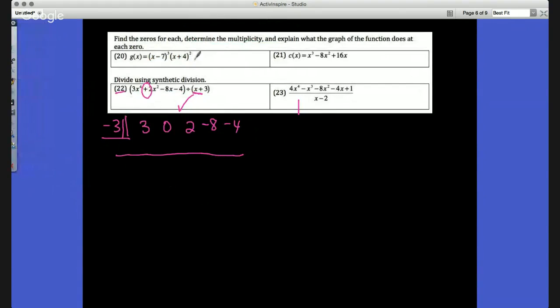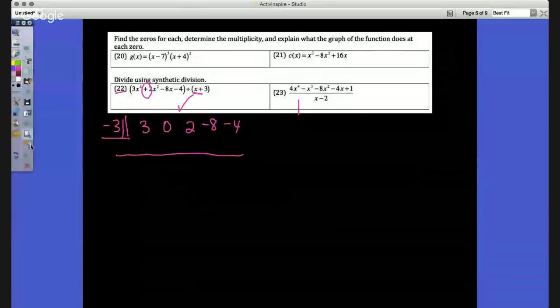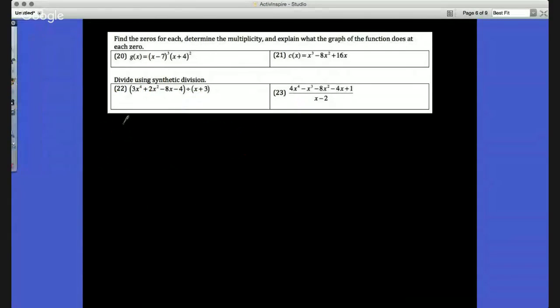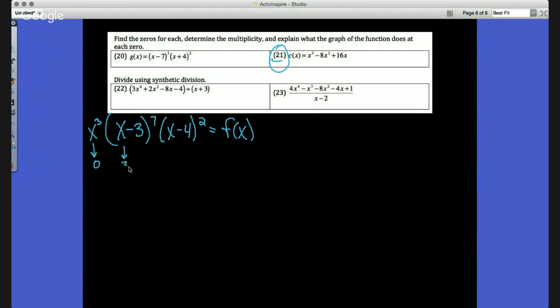Let's say that I have a different one than, because I did both 20 and 21 in class. Let's say I had one that said x minus 3 to the 7th, x minus 4 squared, and x to the 3rd. What would be my zeros for this? Now, some of these like 21, you'll have to factor first. And hopefully you know how to do that. But let's say I got to this and this was all that was given. My zeros for this would be 0, 3, and 4, because we set them all equal to 0, right?